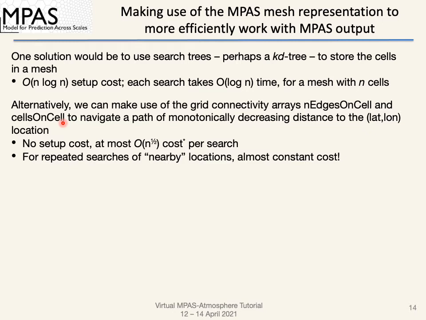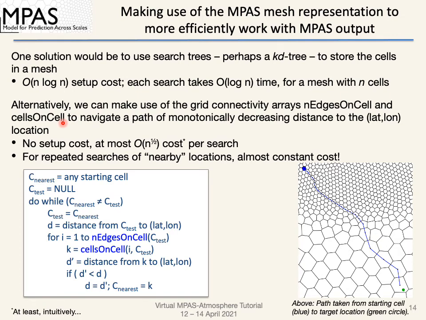And again, this can be done with no setup cost, and based on some intuitive arguments at least, the cost is about the square root of n per search. So square root of n is asymptotically a little bit worse than log n, but again, we don't have any setup cost. The neat thing about this too is that if we want to perform repeated searches for nearby latitude and longitude locations, the cost almost reduces to a constant time operation. So this method works as follows.